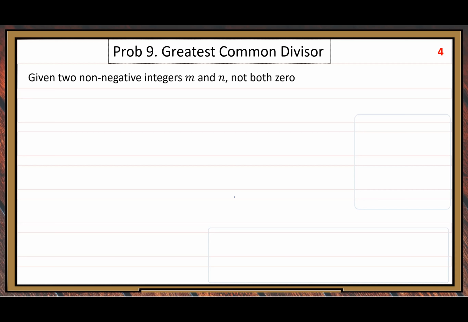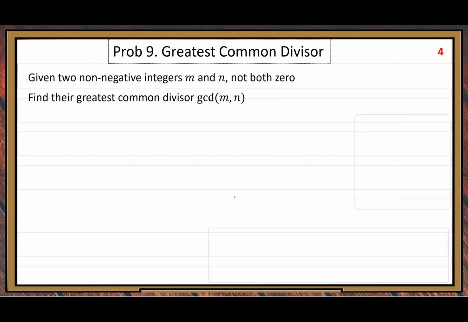Given two non-negative integers, here not necessarily positive, we allow m or n to be 0. So two non-negative integers m and n, but not both 0. Now, we do not allow n and m both 0. Why? I will explain later. The reason is quite simple, straightforward, but later we will come back to answer this question. Why not both 0?